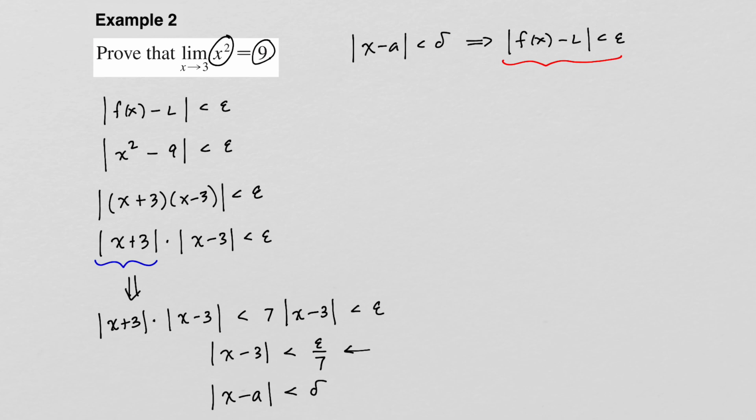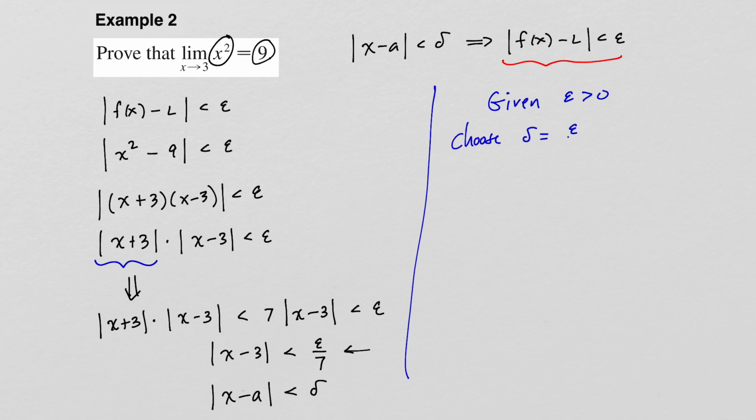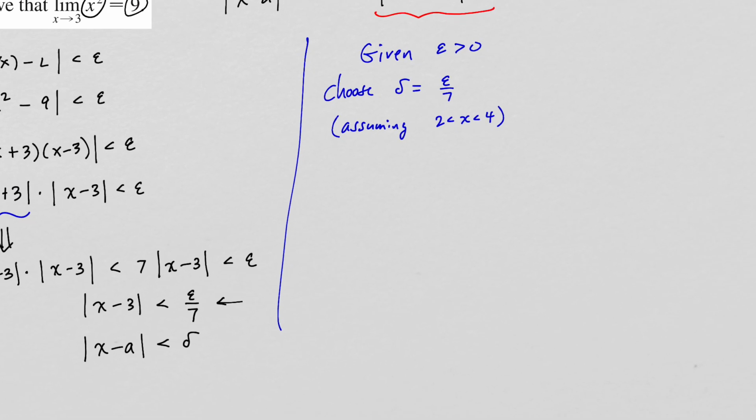So now the proof of this limit would just be the same steps in reverse, just like we did in the previous example. So basically, if we are given an epsilon greater than 0, we need to choose delta to equal epsilon over 7. Again, this is assuming that x is some number in between 2 and 4. And then from there, we can work all the steps backwards.